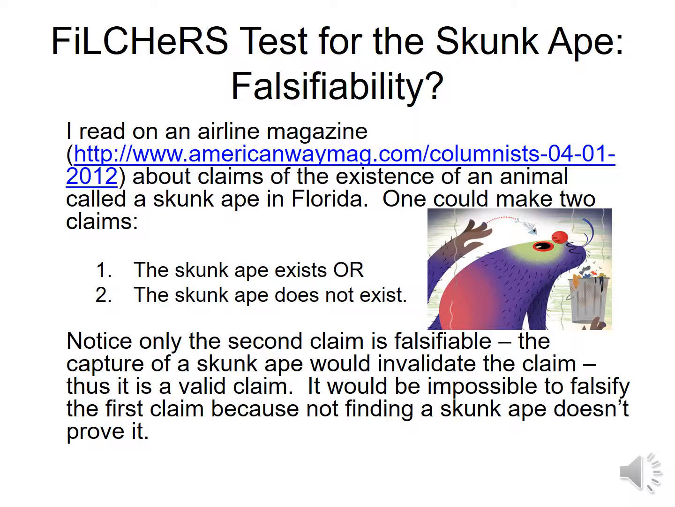Well, notice that only the second claim would be falsifiable, because if I captured a skunk ape, I could prove that claim number 2 was false. Therefore, it would be falsifiable. However, claim number 1 is not a valid claim, because in claim number 1, I can never falsify that the skunk ape exists. Okay, I can't. What do I have to do? I have to prove the skunk ape does not exist. I can't prove it does not exist, because I can't check out every square inch of the universe to see if there's a skunk ape. And so the second claim is actually a valid claim. Doesn't mean it's true or not. Doesn't mean I believe or don't believe in skunk apes. It means it's a claim that can be falsified.